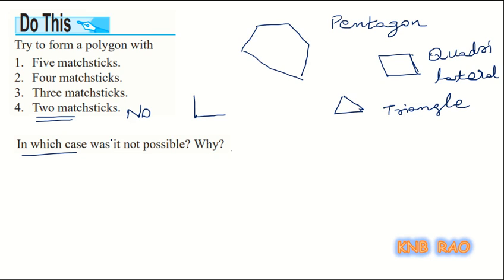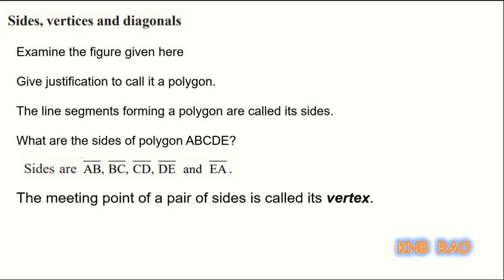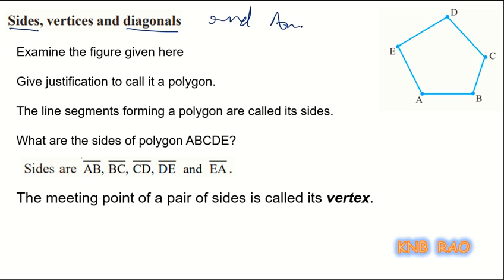Okay, now let's start with one more important topic called parts of a polygon. See children, here what are the parts of a polygon? Remember the word sides, the word diagonals and angles. Not vertices, only sides, diagonals and angles are parts of a quadrilateral, parts of a polygon.